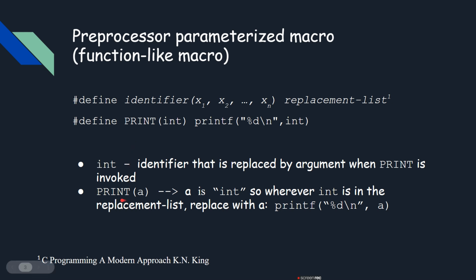For example here, if we were to go ahead and call PRINT open parentheses a close parentheses, a will get treated as the int identifier, so wherever int is in the replacement list, we'll go ahead and replace it with a. So in this case, it'll be a call to the printf function with a being the argument to the print format specifier for a decimal value.